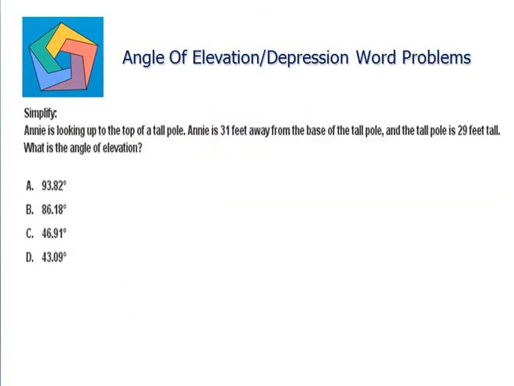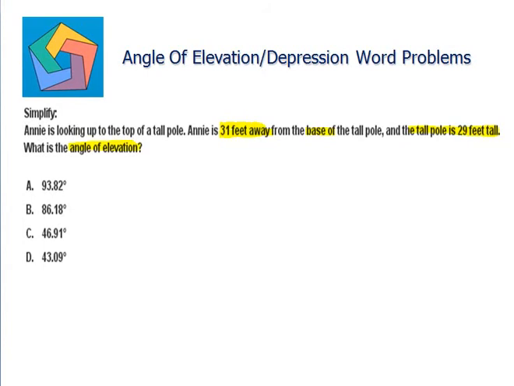Next problem. Simplify. Annie is looking up to the top of a tall pole. Annie is 31 feet away from the base of the tall pole, and the tall pole is 29 feet tall. What is the angle of elevation? Now we need to find the angle.